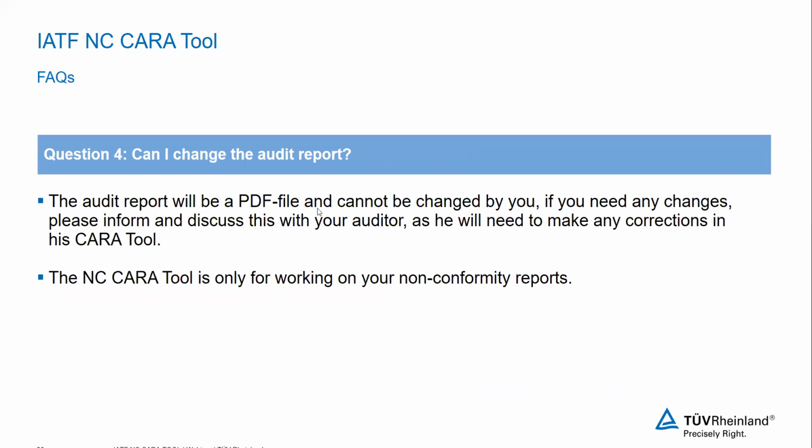So what happens if you say, I'm not 100% happy, I may need some changes to my audit report? Since the audit report is a PDF file, it cannot be changed by you. And if you need some changes, and find that some information needs to be improved, then please inform your auditor and discuss it with him. And then he will need to make those changes that you need or any corrections in his CARA tool. This cannot be done in the NC CARA tool. NC CARA is only for working on non-conformities.